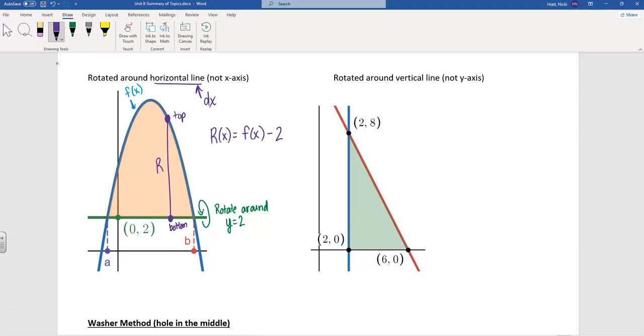And so whenever you do your volume, you're going to do pi integral from still a to b. Those limits come from the x-axis. Whatever your capital R is, f of x minus 2 squared dx.